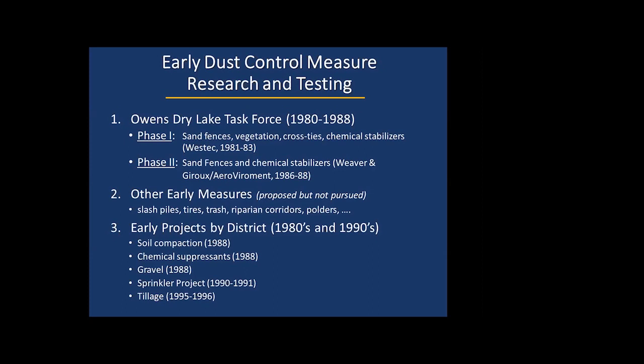It's called the West Tech Studies because it was run by a company called West Tech, 1981 to 1983, so over a two-year period. It consisted of a whole variety of different little things: sand fences of different species and different construction, and also small vegetation projects, just trying to see if you could even grow anything on Owens Lake, leach pits, laying different configurations of things on the surface. It was a wide variety of different little projects. It also included some of the first chemical stabilizer testing on the lake.